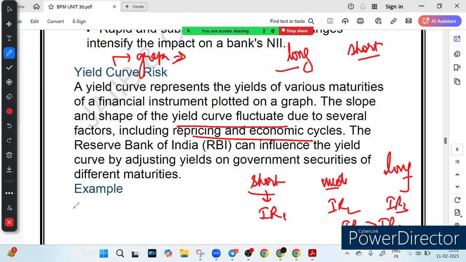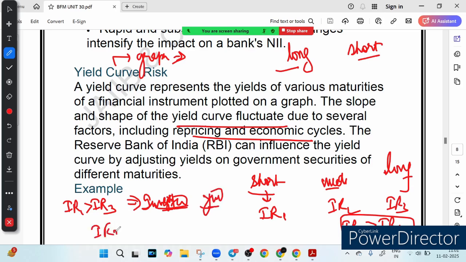Suppose the short term rate rises above the long term rate. So suppose IR1 is greater than IR3. We call it an inverted yield curve. Normally IR3 is greater than IR1, but if IR1 is greater than IR3, this is called an inverted yield curve. You should know it. And the second thing is that if the long term rate rises too much, banks may struggle to lend affordably.